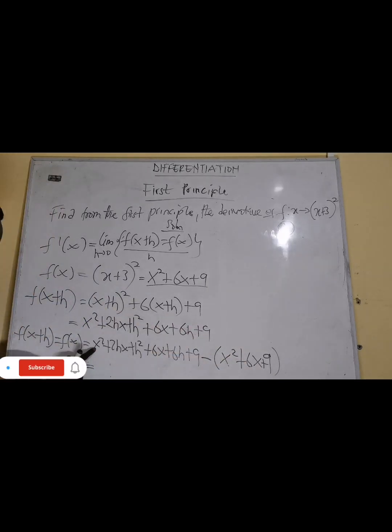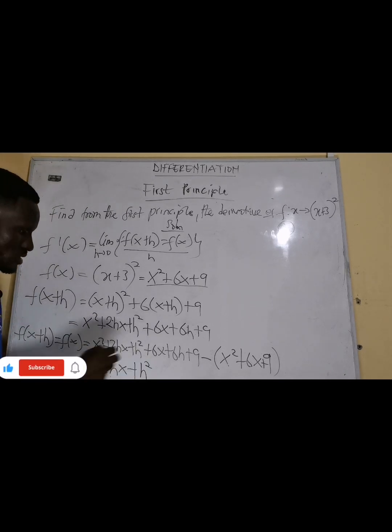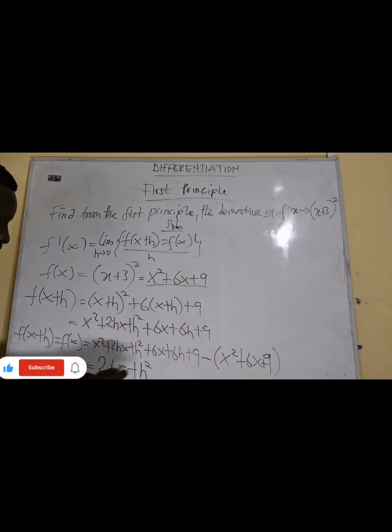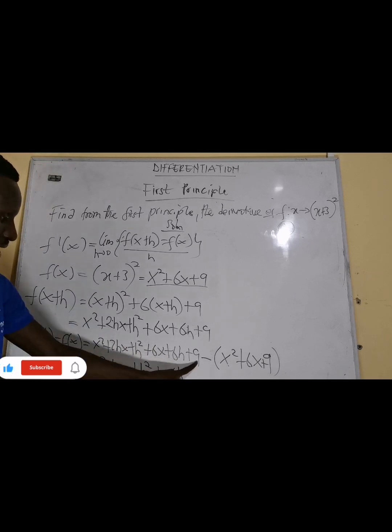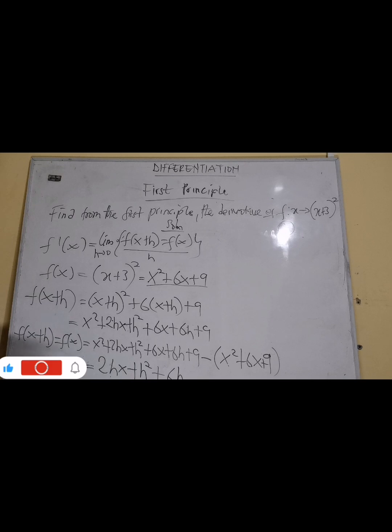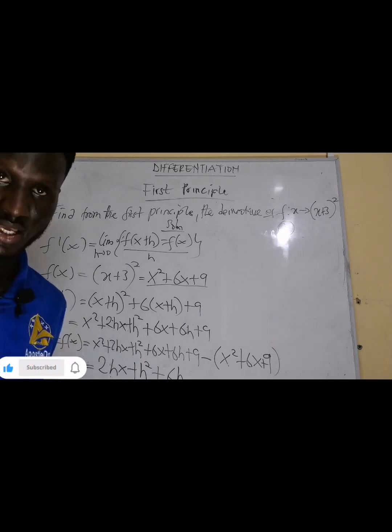So which means the x squared will go to 0. We're going to get 2h x here. Now we are going to get the h squared. This x minus this s will go to 0. We are subtracting, so we are going to get a 6h. And the 9 minus 9 will also go to 0. You get it? It will also go to 0. Now, this will be our f of x plus h. Yes.